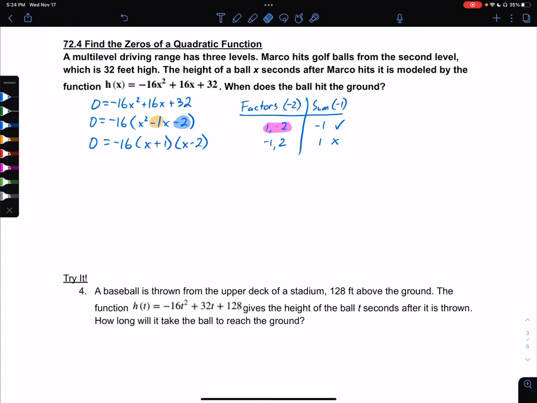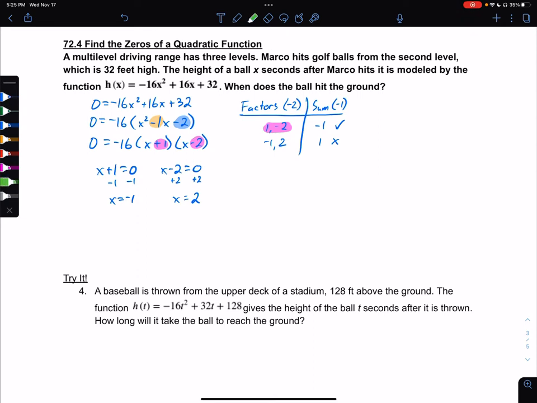I've now factored this problem, and I can use the zero product property. The negative 16 doesn't factor into my zero product property. I don't really care about that part. So what I'm going to do is say x plus 1 is equal to 0, x minus 2 is equal to 0. So subtract 1, x is equal to negative 1, and add 2, x is equal to 2. Now, if this was not a real world type problem, we would just say that those are my solutions. X is negative 1 and x is 2.